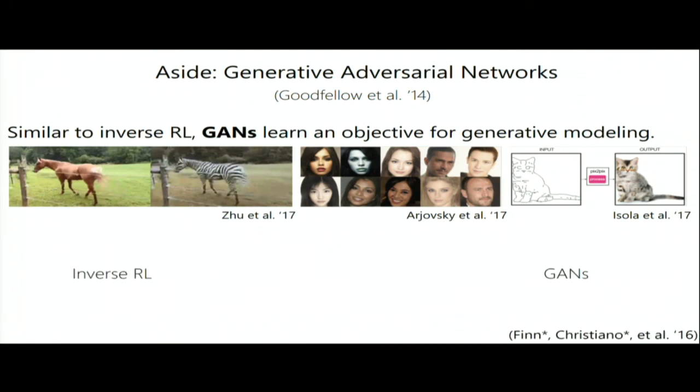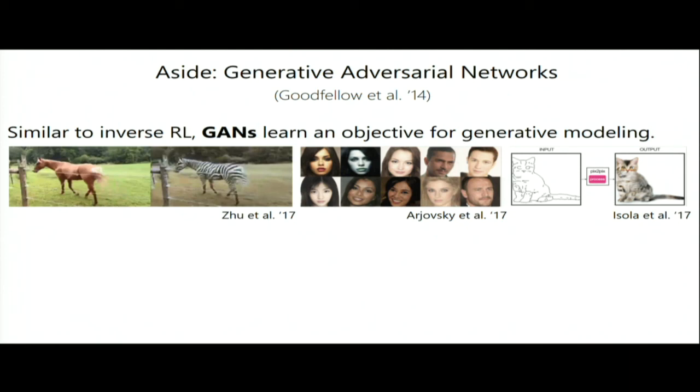And the way that GANs work is that they consist of two neural networks, a generator neural network and a discriminator neural network. The discriminator takes in a picture and tries to predict whether that picture came from the data or from the generator. And the generator tries to output pictures that fool the discriminator into thinking that its output actually came from the data. And now you might immediately think that, well, this sounds a little bit like IRL.